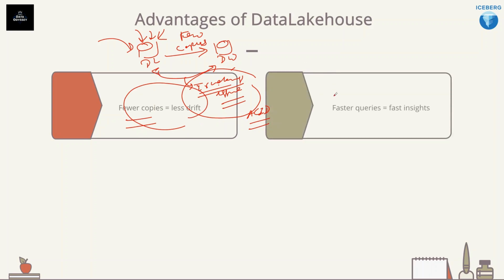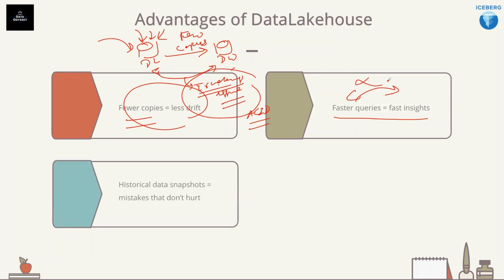Okay, and next, faster queries equal to fast insights. Now, if the data is structured in a proper way, which is being done in data warehouse or the data lakehouse, even if the size of the data is huge, you can perform faster analytics upon it, right? And faster analytics means faster insights, right? So it's directly proportional, correct? Because the data retrieval process becomes faster, right? With the help of the table format itself, correct?